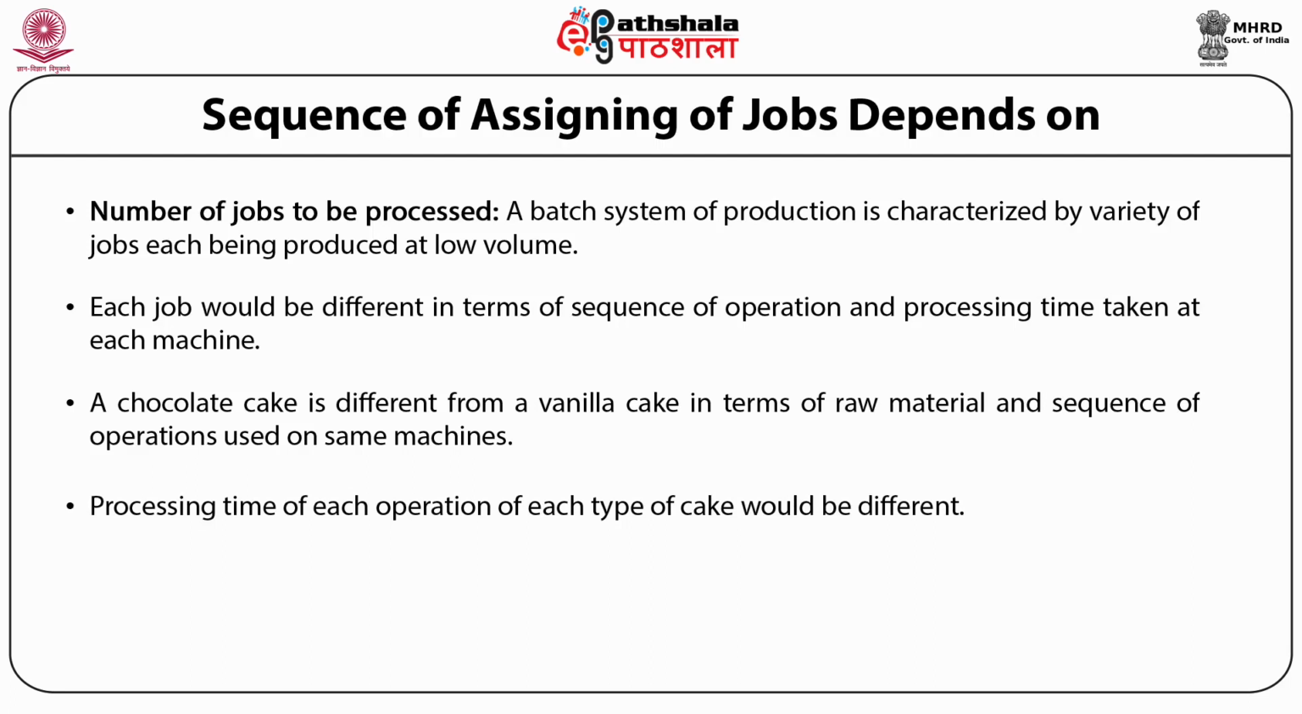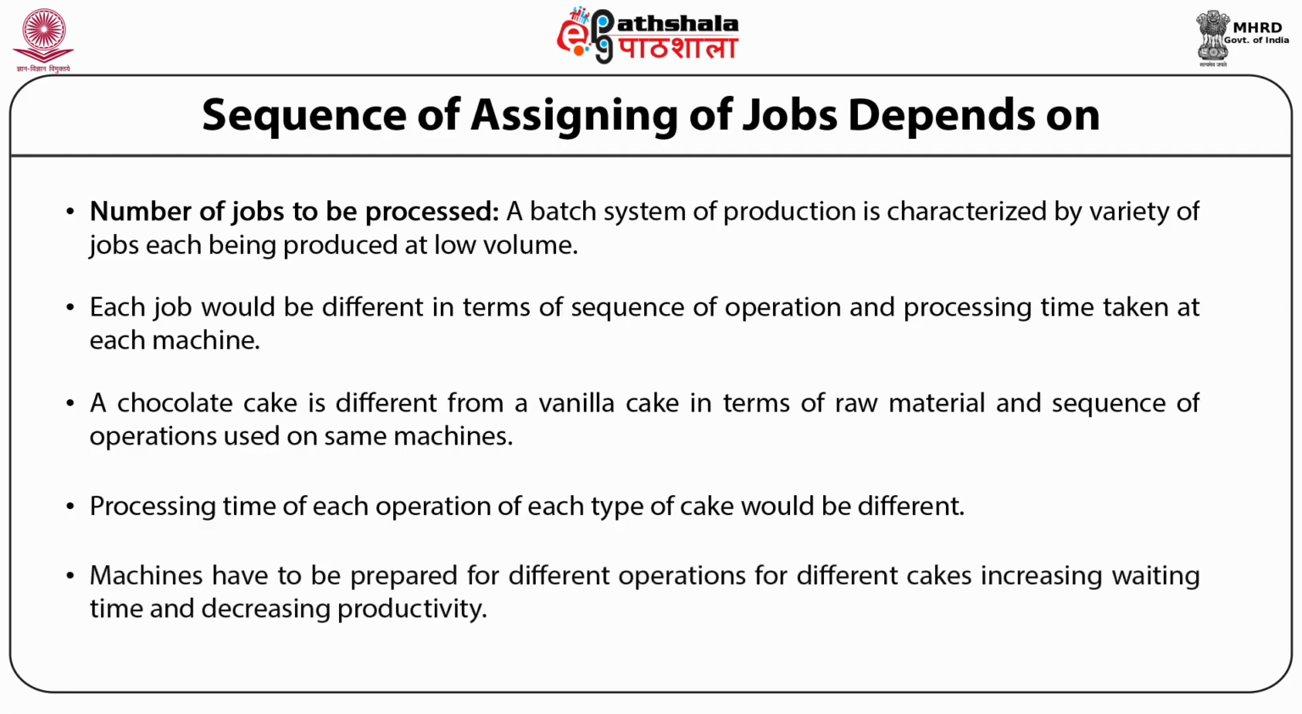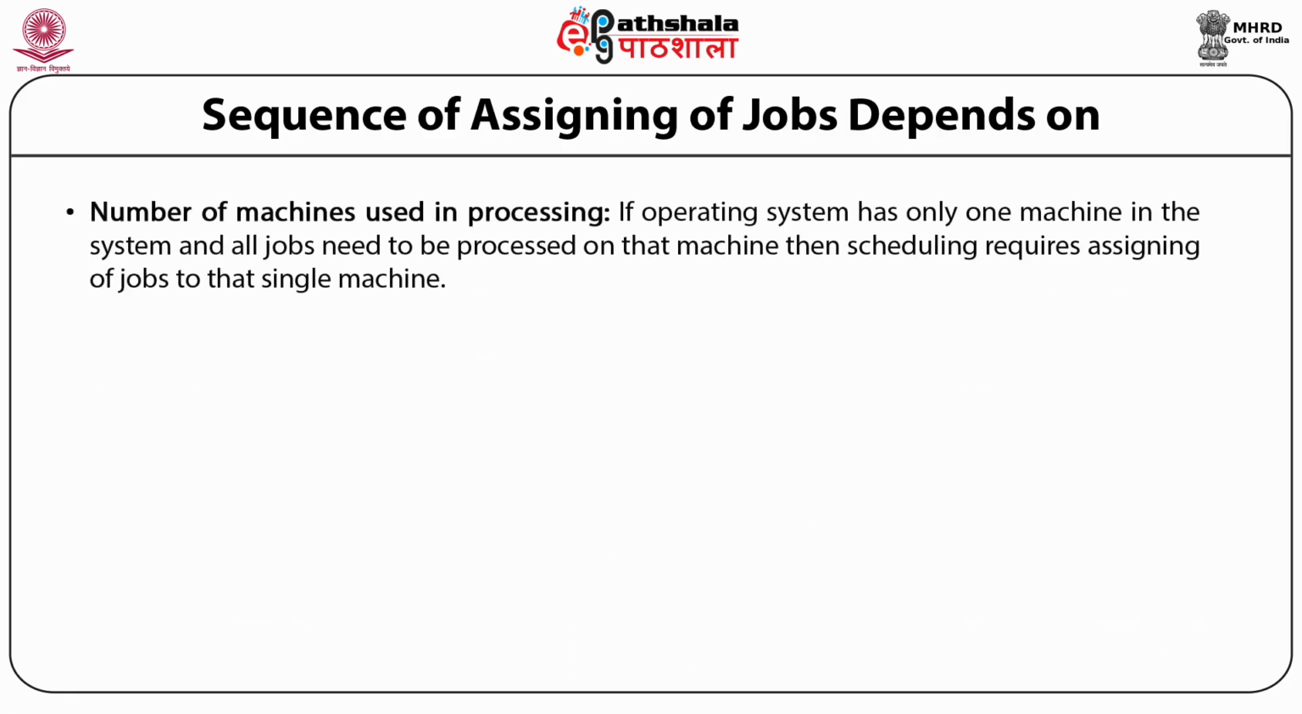Also, variety of operations impacts setup time. Machines have to be prepared for different operations for different cakes, increasing waiting time and decreasing productivity. Thus, a variety of jobs using the same machines but in different sequence increases the scheduling problem. Number of machines used in processing.